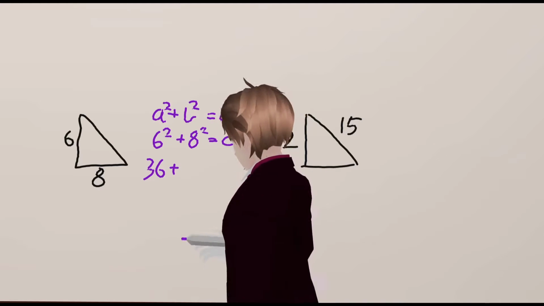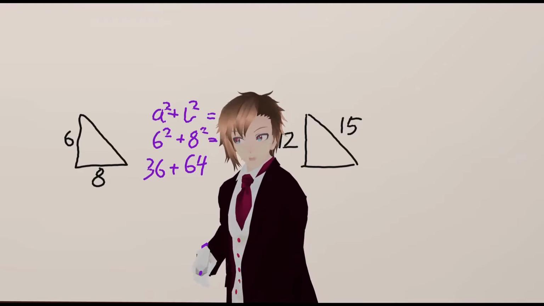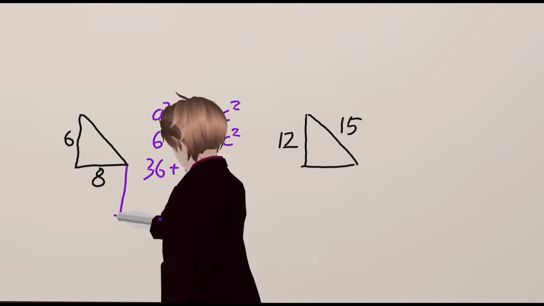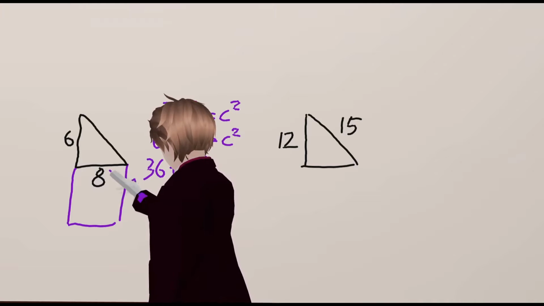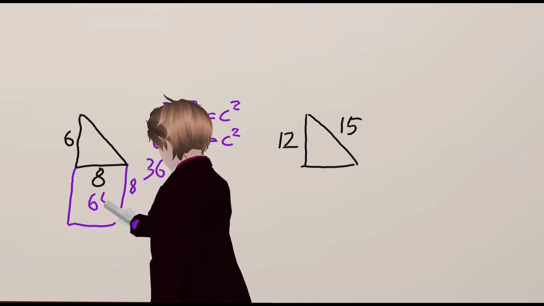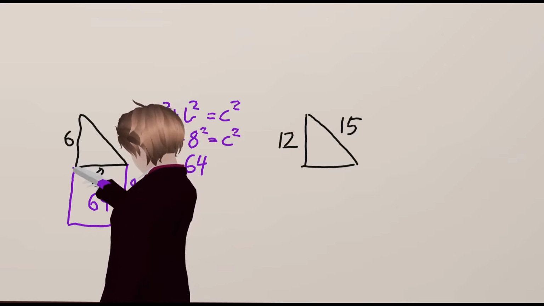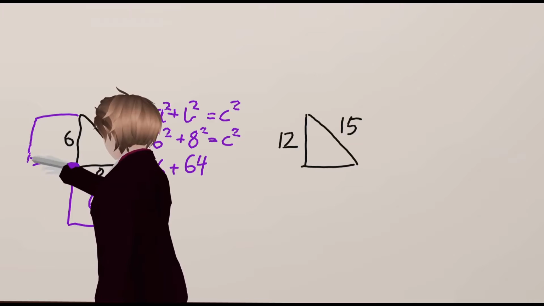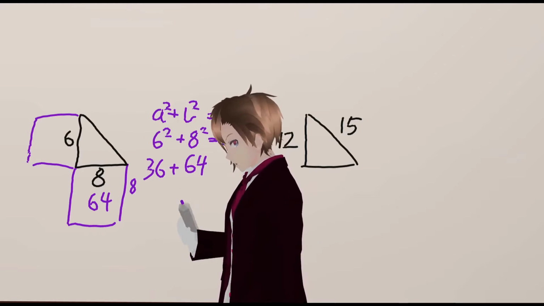8 times 8 is 64. Now, if we were to show this with a picture, we have our 8, we turn it into a square, we have 8 times 8, which is 64. And here I have a 6. We're going to turn that into a square, and we are going to end up with 6 times 6, which is 36.